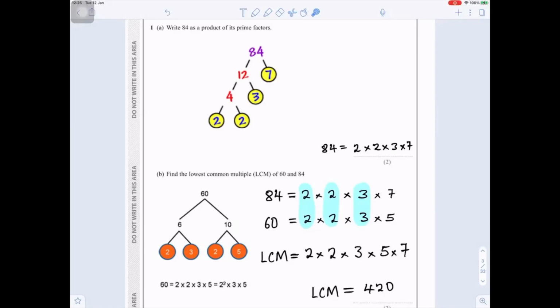To get the lowest common multiple, first select all the common prime factors. That means 2, 2, 3, and you multiply all of those, and that gives you the highest common factor. Then you multiply with the rest of the numbers, which are 5 and 7. Multiply 5 and 7, and that gives you a lowest common multiple of 420.